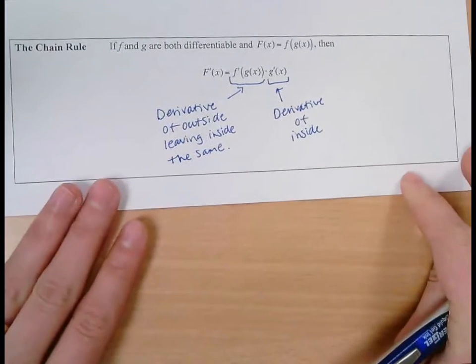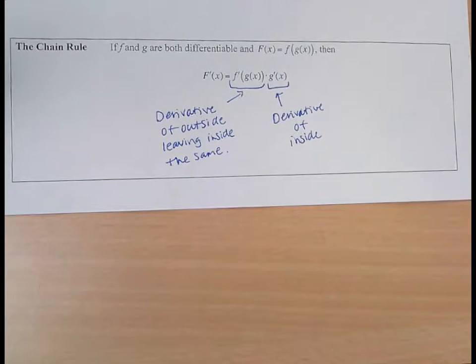So understanding what that means. If you can identify the outside and the inside functions, that's helpful if you think of it that way in applying the chain rule.